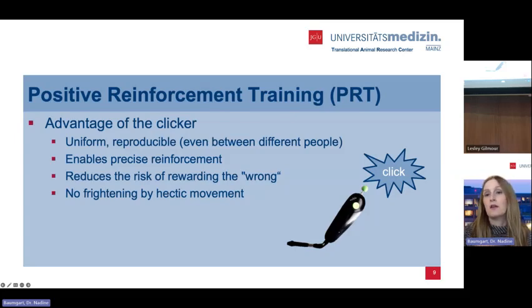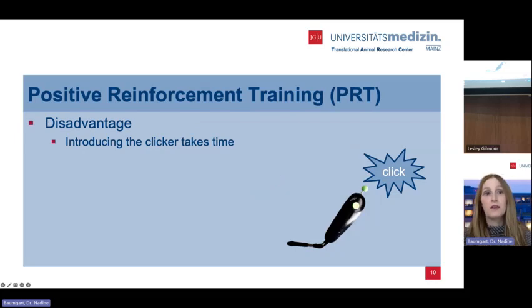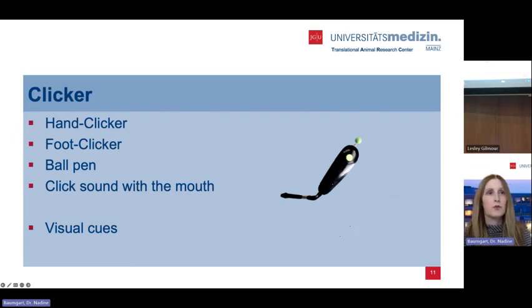So the mouse is probably running over the mouse house and you have to say, okay, stop here, right there where you sit here, this is what I want. And you can easily do this with a clicker. And you don't have to frighten the animal because you have to be really quick with a food reward or something like this. And therefore a clicker can be really helpful. But like always, there are not only advantages, there are also disadvantages. So introducing the clicker really takes a bit of time.